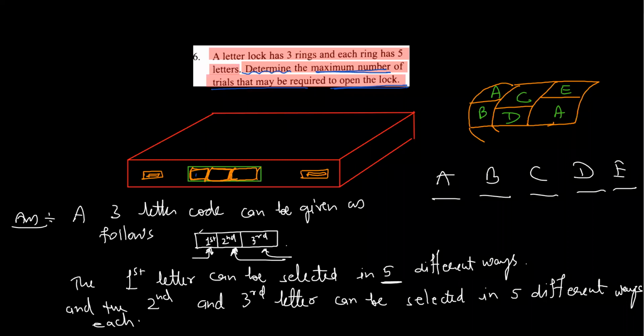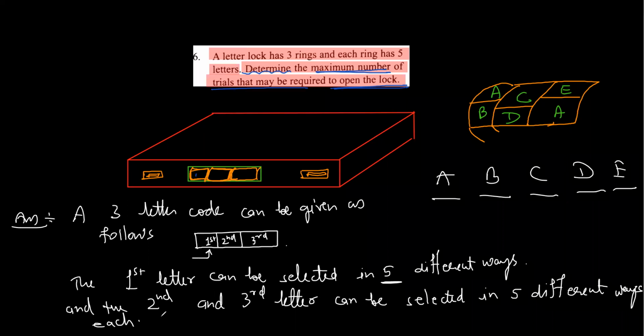So see how we are doing it. Selection of the first letter and selection of the second letter and selection of the third letter. You see this? So it is "and" in between. So what does it mean? Therefore, all the three letters can be selected in how many ways? 5 into 5 into 5.